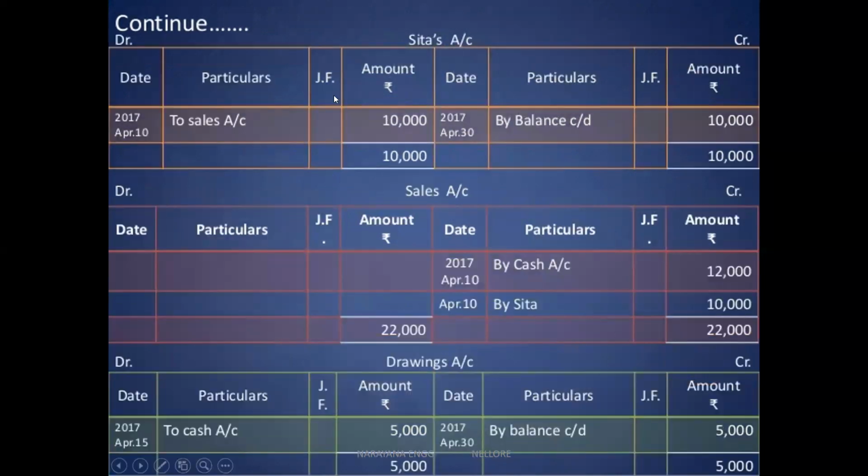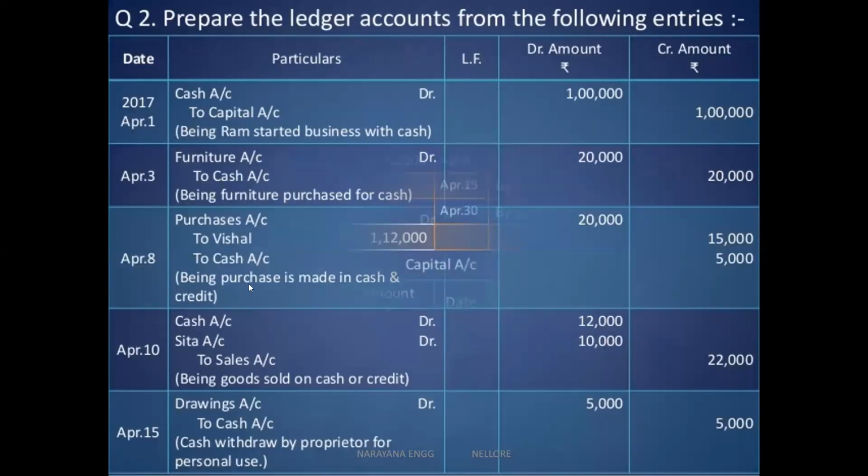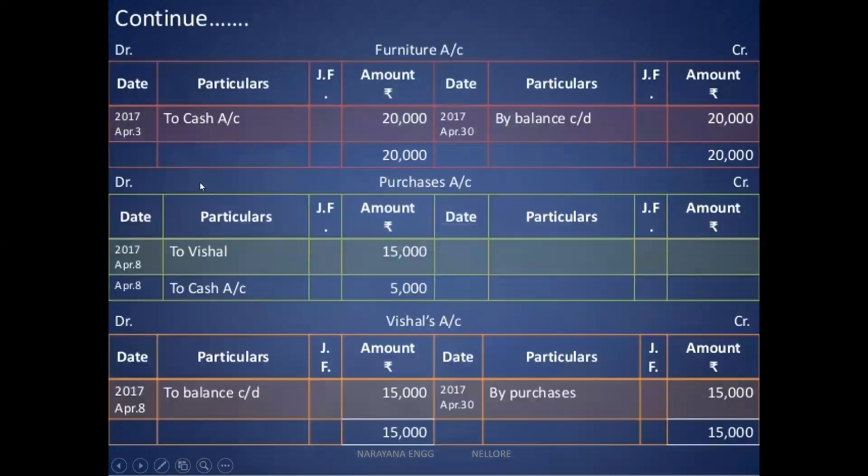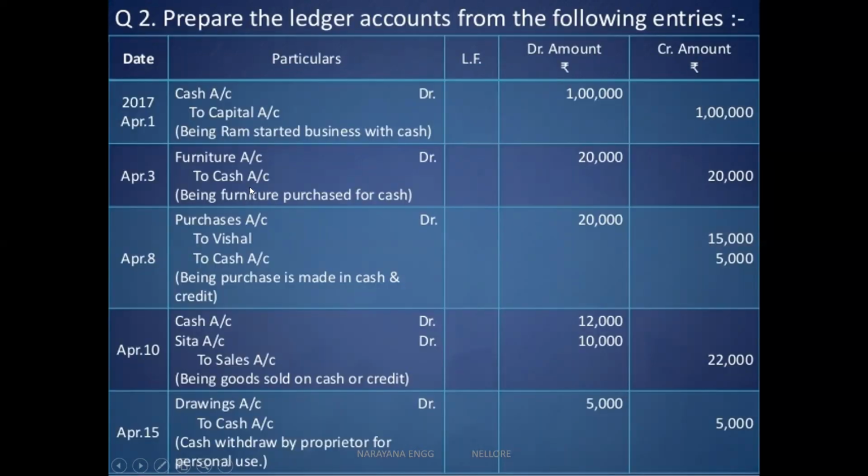So like this, you can take the sales account. Next one is the Sita account. The Sita account, through cash only, is on the debit side. So you write the opposite account, that is the cash account, 20,000 rupees. The total on both sides is 20,000, and the balance carried down is 20,000 rupees. So like this with purchases also. In the purchases, again we are observing the purchases through cash and through Vishal, which we completed.